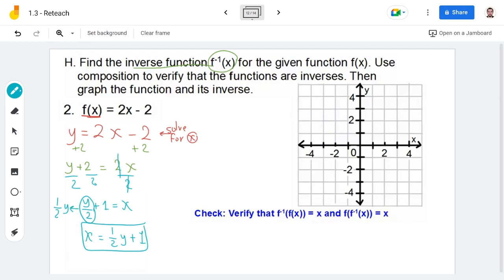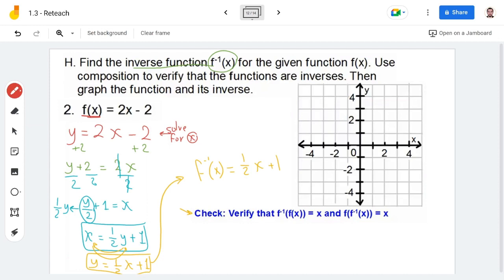Now what we need to do is just switch between y and x. So put y here and x here. So it will be y equals 1 over 2 x plus 1. This is now my inverse function, and we can write it like this. Let's change y to become f of negative 1, x equals 1 over 2 x plus 1. That's how we can find the inverse of the function. I will come back later for the check.